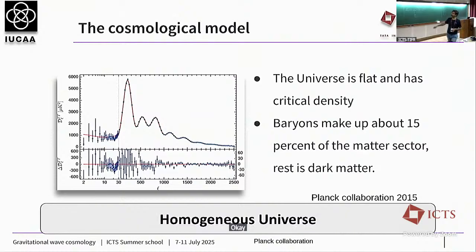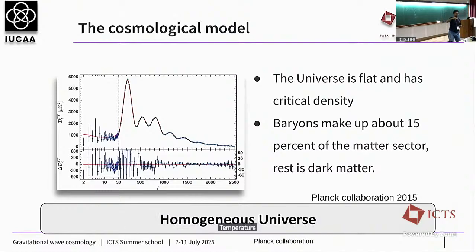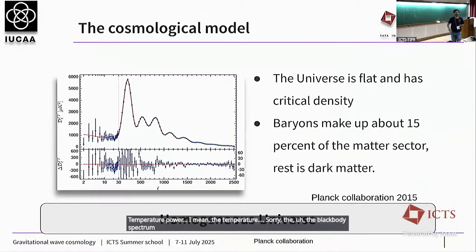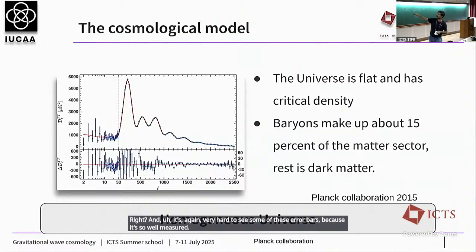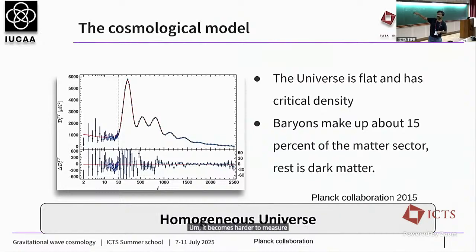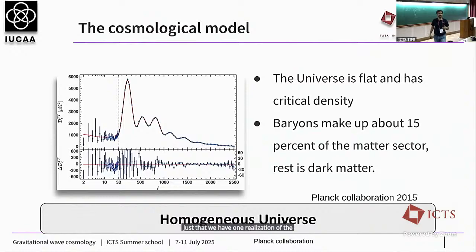Okay, and you can see the measurements are here. Just like it was harder for you to see the error bars on the black body spectrum from the CMB, now this is the temperature fluctuation power spectrum, right? And again it's very hard to see some of these error bars because it's so well measured. It becomes harder to measure things on large scales just because we have only one universe. So you're dominated by something called cosmic variance, just that we have one realization of the universe to probe. But other than that, you can see how well things are measured.